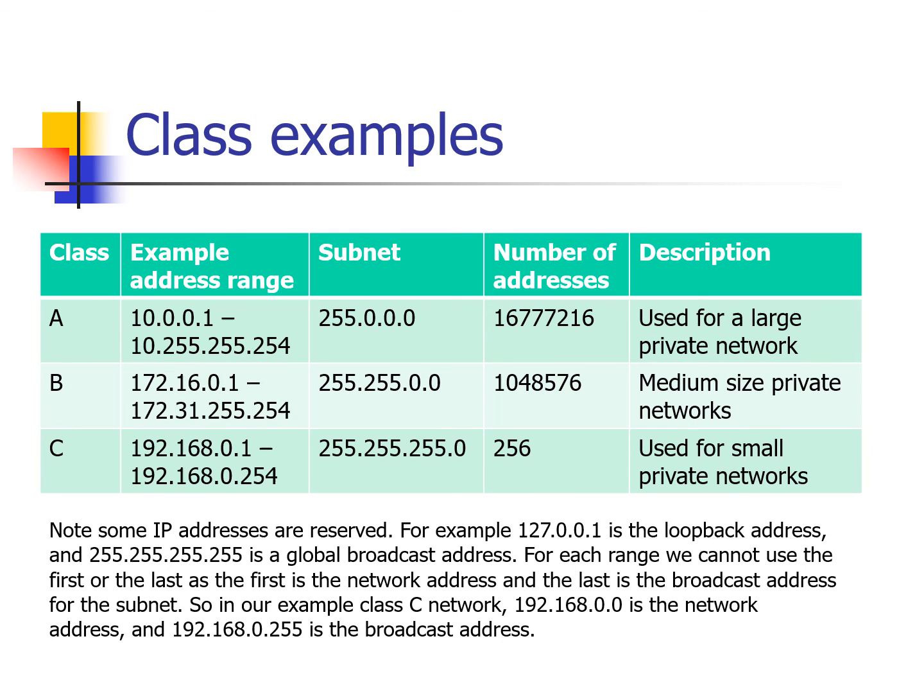This is the same kind of table, but in this case we've also included the subnet mask associated with each class. By the way, we can't use 127.0.0.1 because that's something called the loopback address. That's another reserved address. We can't use 255.255.255.255 either. That's a global broadcast address.